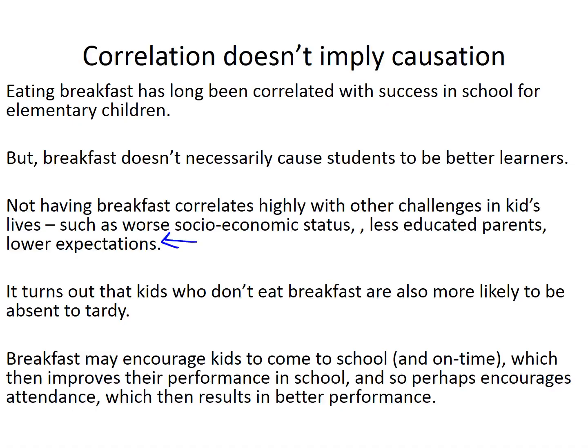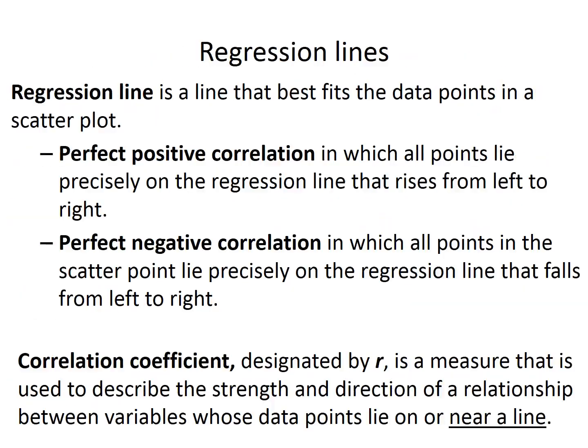There are a lot of lurking variables, right? Socioeconomic status, etc. It turns out that kids who don't eat breakfast are more likely to be absent or tardy. Breakfast may encourage kids to come to school and on time, which then improves their performance in school and so perhaps encourages attendance, which then results in better performance. So just because there's a strong correlation, it doesn't mean there's a cause and effect relationship there.